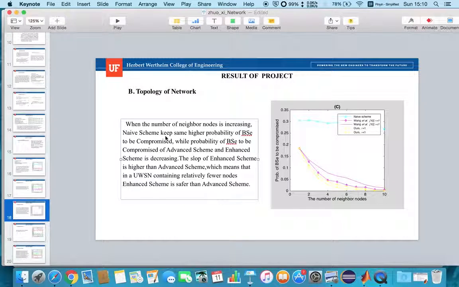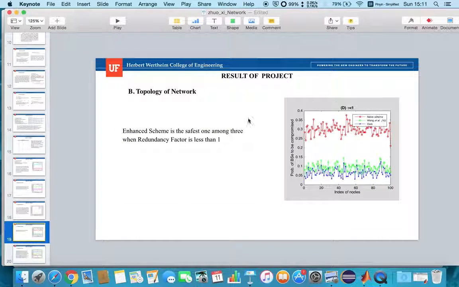And in picture 3, you can see that when the number of neighbor nodes is increasing, the naive scheme keeps the same higher probability of BSE to be compromised, while the probability of BSE to be compromised of the advanced scheme and enhanced scheme is decreasing a lot. The slope of the enhanced scheme is higher than the advanced scheme. It means that in a network containing relatively few nodes, the enhanced scheme is safer than the advanced scheme.